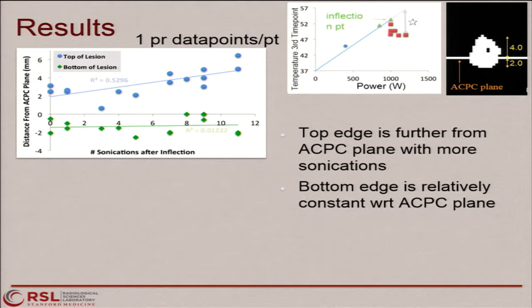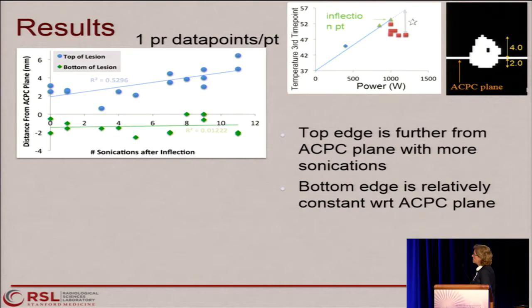So my results are shown here. Over here we see the distance from the ACPC plane. In blue is to the top of the lesion, and in green is to the bottom of the lesion. This is one pair of data points per patient. For example, this pair is for one patient, and each patient is one point in the number on this axis. What we see is that the distance to the top edge from the ACPC plane is increasing as we increase the number of sonications after inflection. But at the same time, the bottom edge is relatively constant with respect to the ACPC plane.